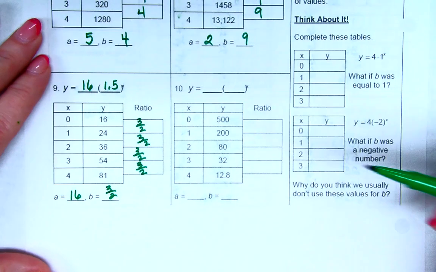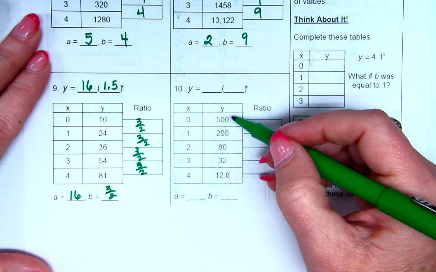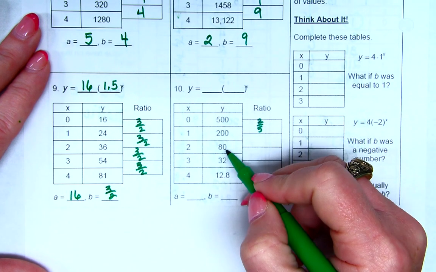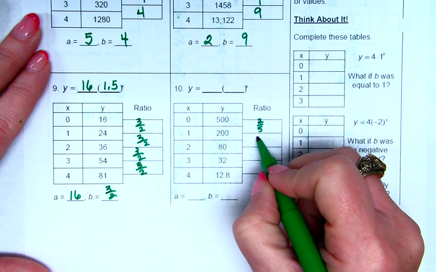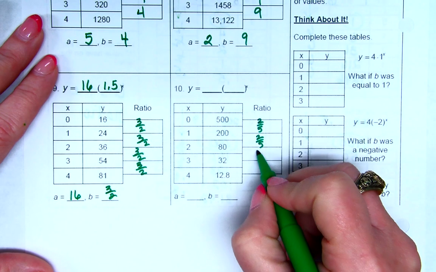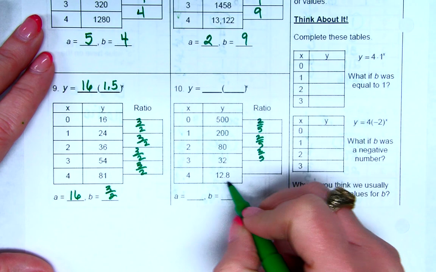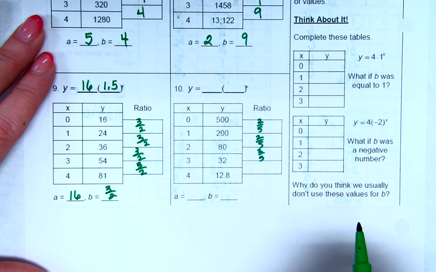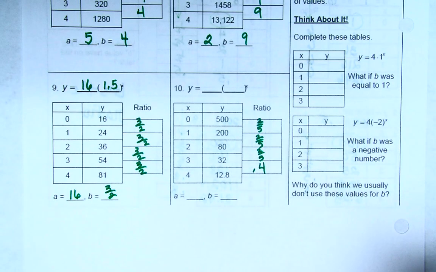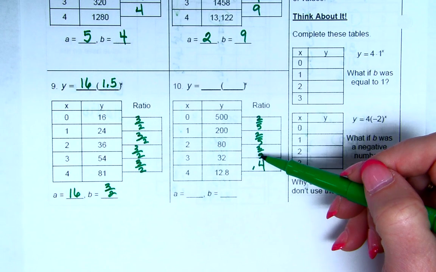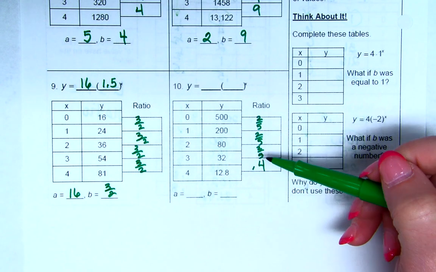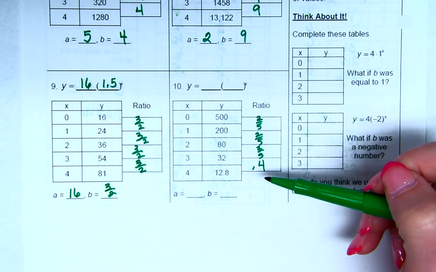All right, look at number 10. What is 200 divided by 500? 2 over 5. What's 80 divided by 200? 2 over 5. What's 32 divided by 80? What's 12.8 divided by 32? Oh yeah, that's where it makes a difference, right? Because your calculator told you a different thing this time, right? Before it told you 2 over 5, 2 over 5, 2 over 5, but because there was a decimal involved, then it put the answer as a decimal. Is 2 over 5 the same as 0.4?